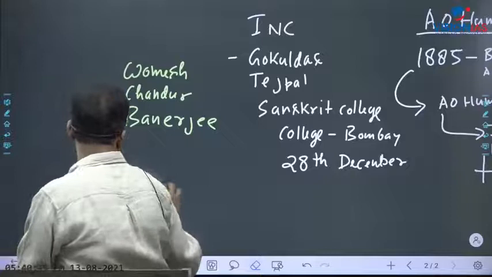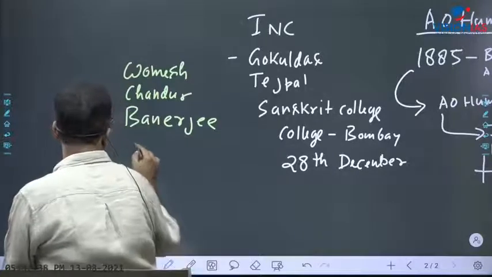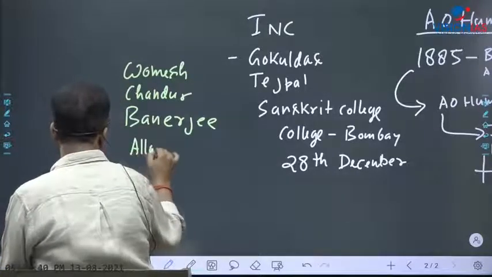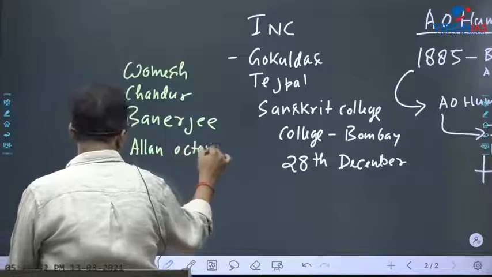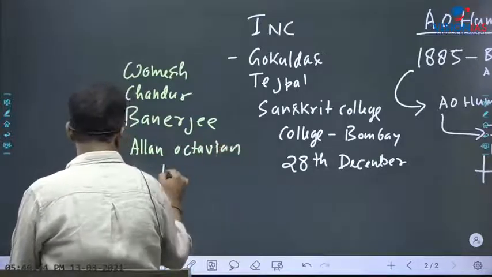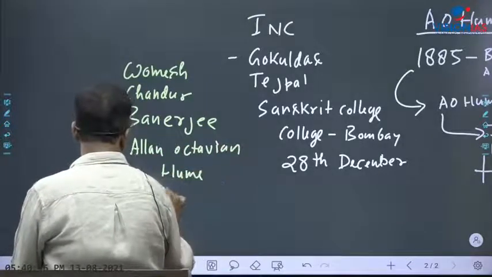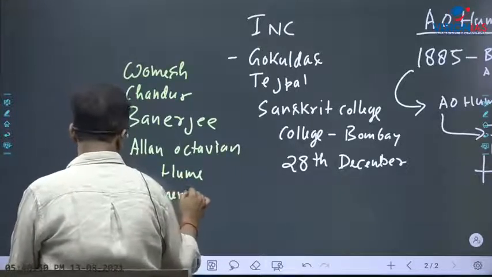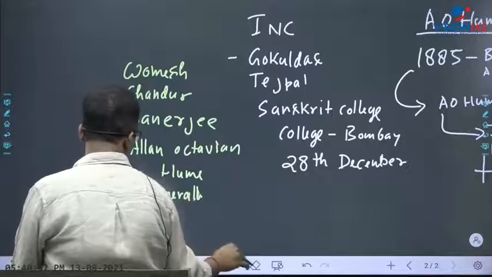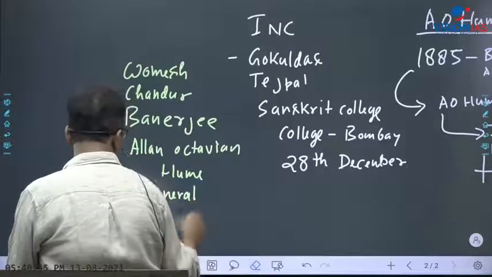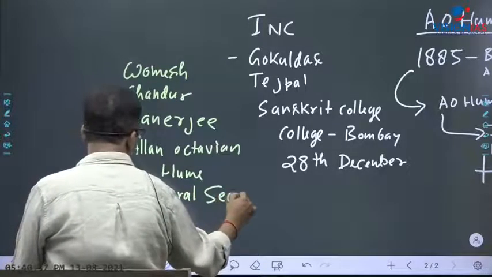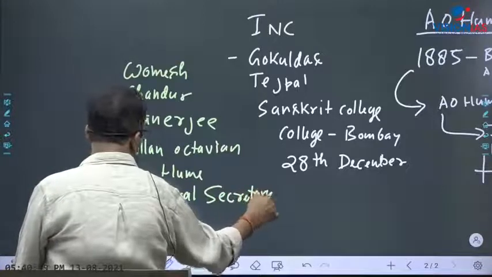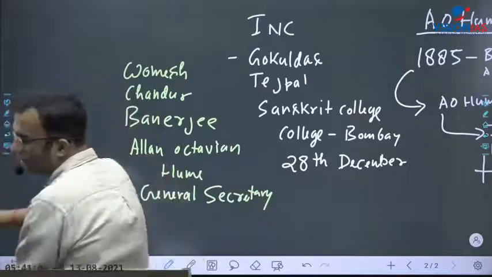And Allan Octavian Hume. Write the full name once as well. Allan Octavian Hume took the charge of General Secretary.